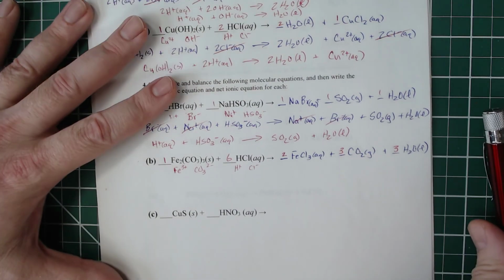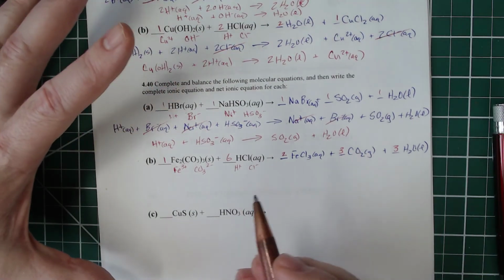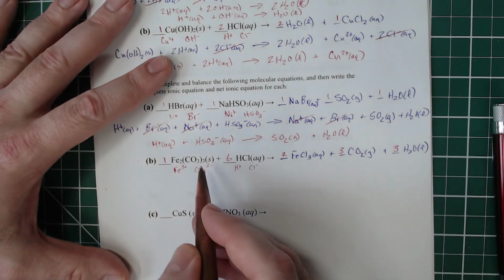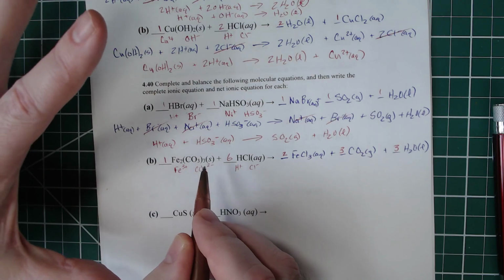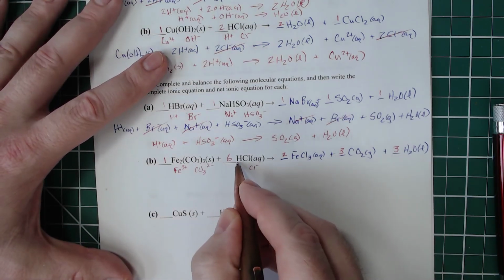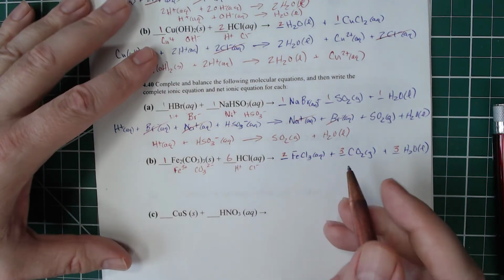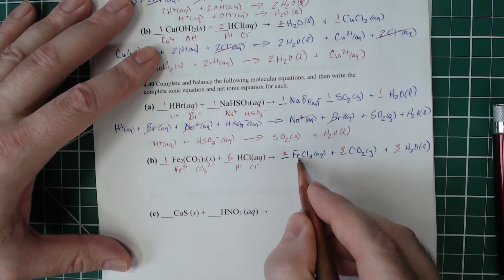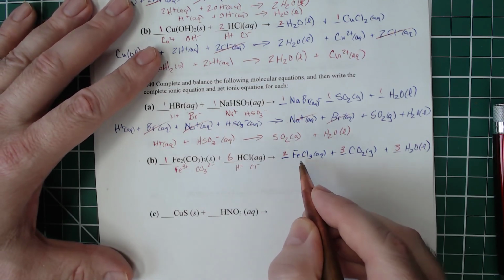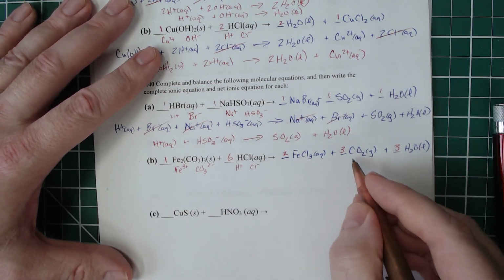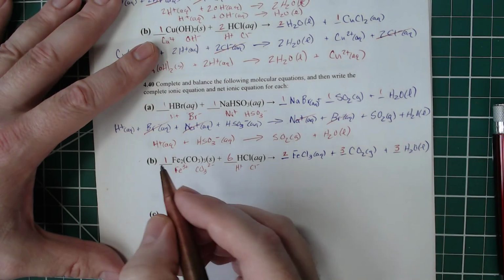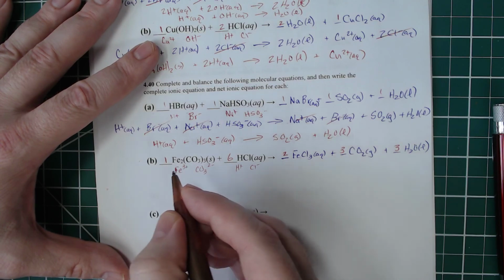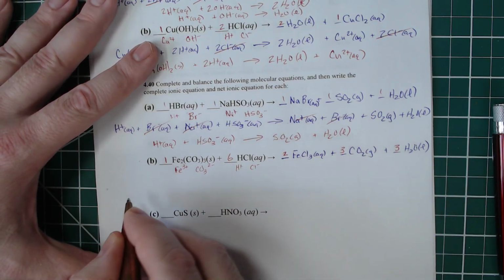So now let's look, what are the strong electrolytes? Well, this is not a strong electrolyte because it's a solid, so we're going to leave it together. This is because it's a strong acid, so we will dissociate the HCl. This is a soluble ionic compound, so we will dissociate it. Carbon dioxide and water, we won't dissociate those. So now we want to write our complete ionic equation.